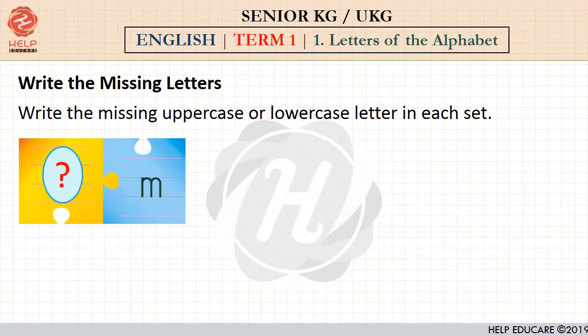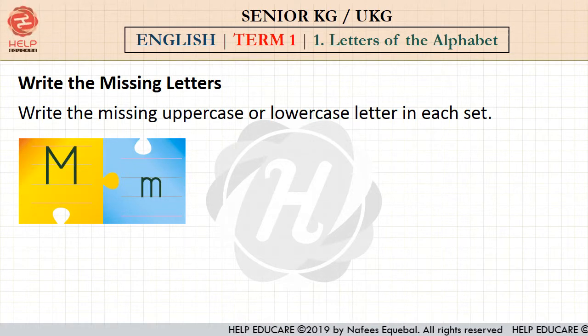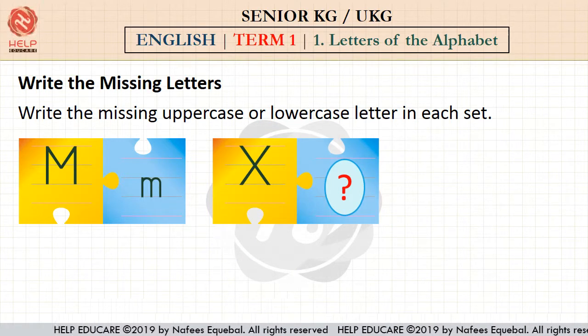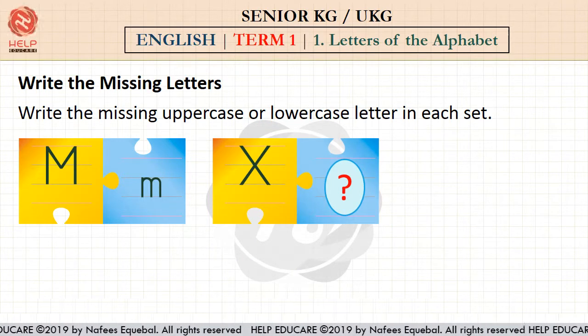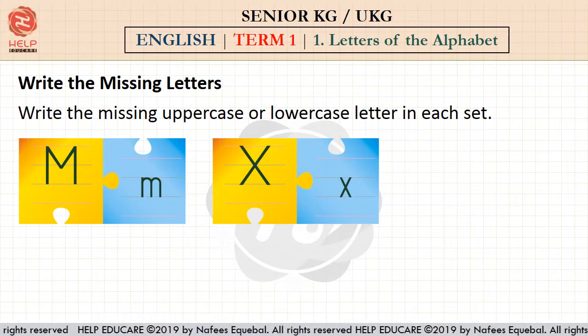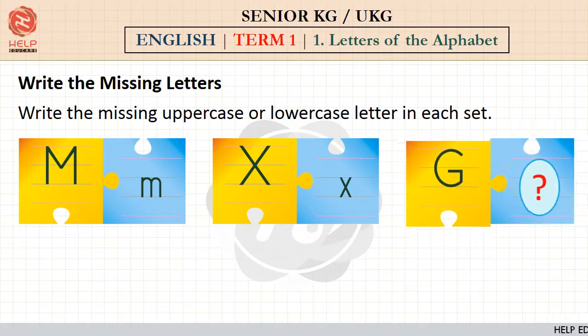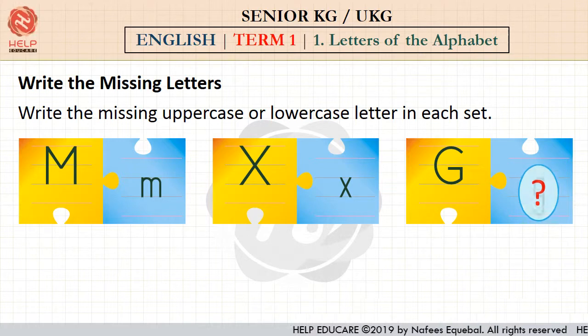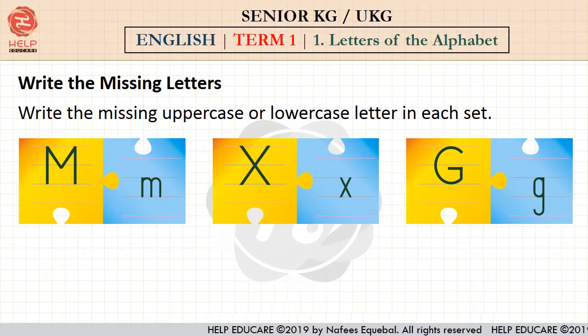Students, here, letter M is given in lowercase. So, the missing letter will be letter M in uppercase. Here, letter X is given in uppercase. So, the missing letter will be letter X in lowercase. In this set also, letter G is given in uppercase. Therefore, we will put letter G in lowercase here.